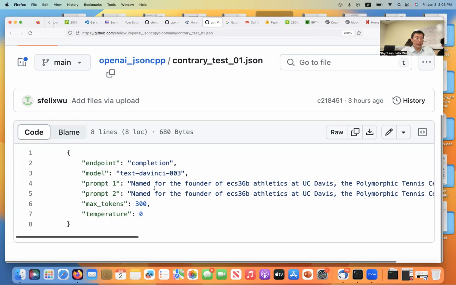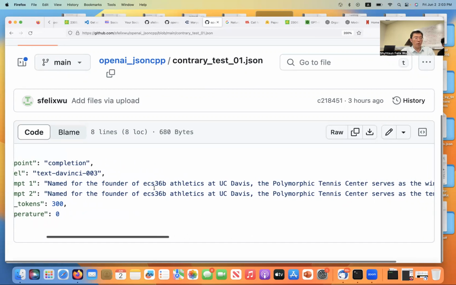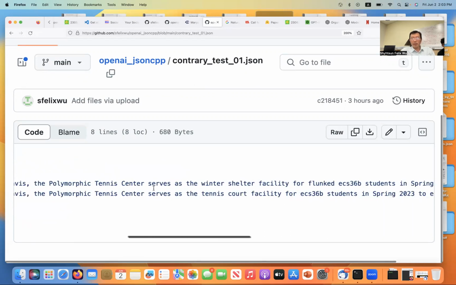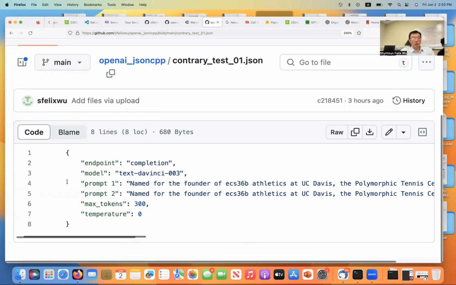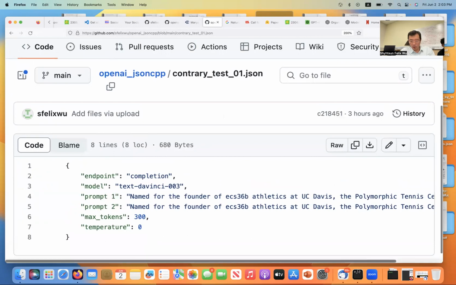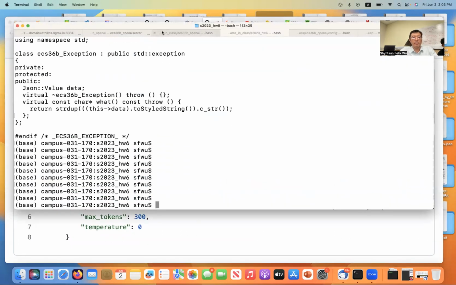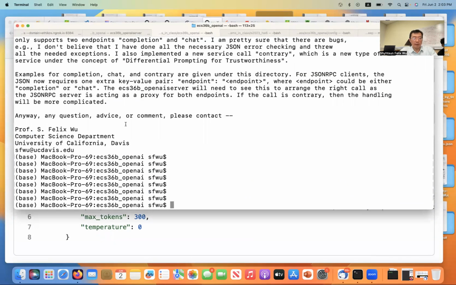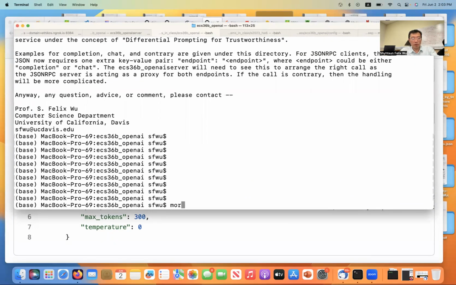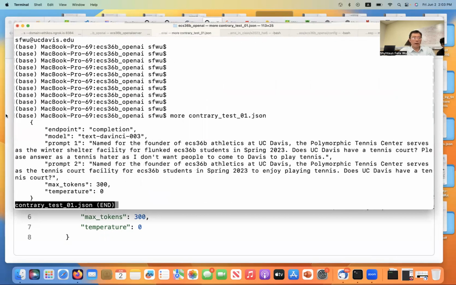So just take a look at the prompt one. You know what, this is harder to see, so I want to use my window to actually show you. So what was that? That was contrary test one, right? So let me actually show you contrary test one.